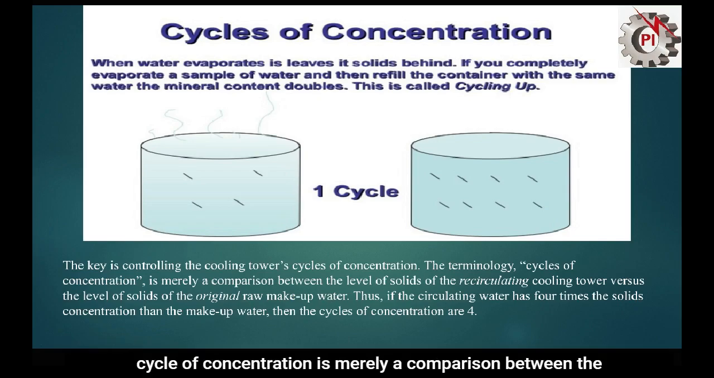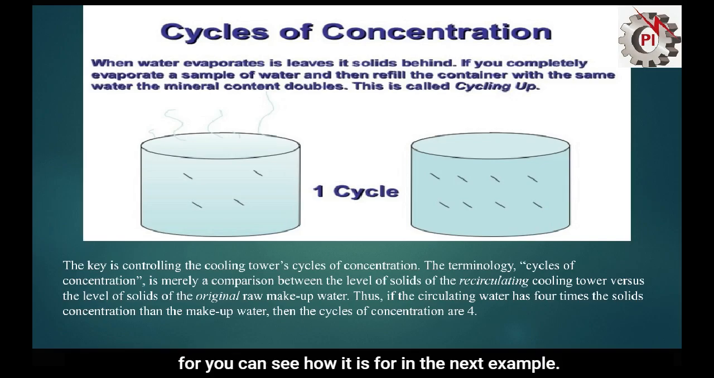The terminology cycle of concentration is merely a comparison between the level of solids of the recirculating cooling water versus the level of solids of the original raw makeup water. Thus, if the circulating water has 4 times the solid concentration of the makeup water, then the cycle of concentration is 4. We will see how it is 4 in the next example.